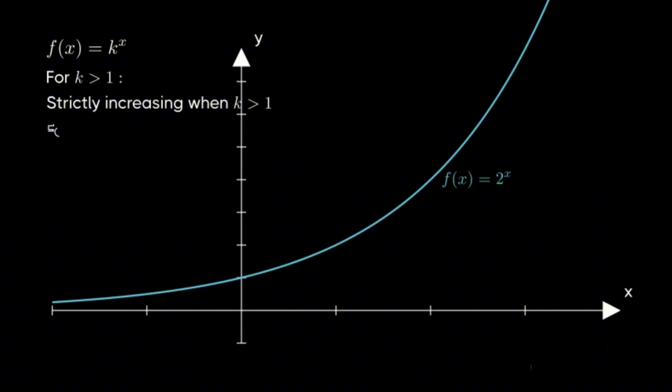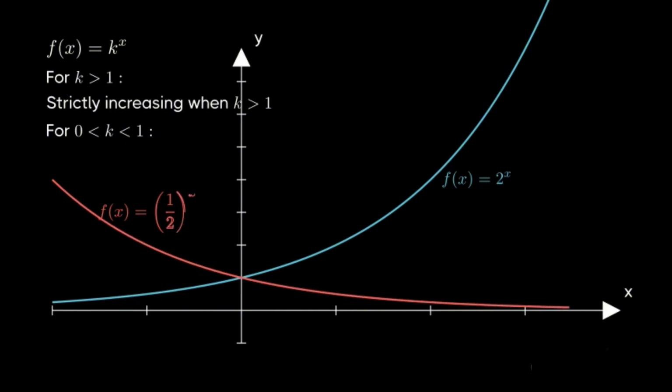Now let's examine the case where k is between 0 and 1. When the base is in this range, the exponential function behaves quite differently. Here's the graph of f of x equals 1/2 raised to the x power, shown in red. We've chosen k equals 1/2 as our example, which is clearly between 0 and 1.